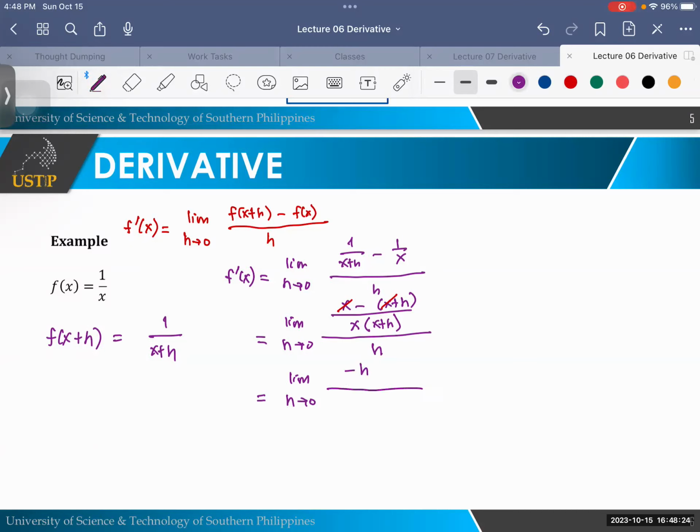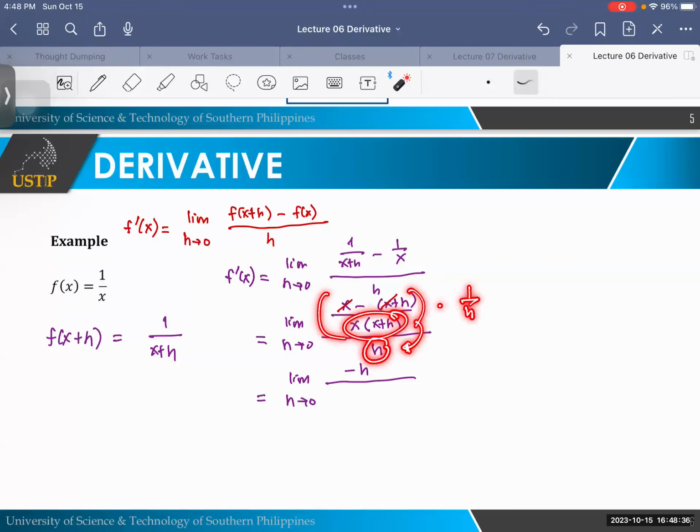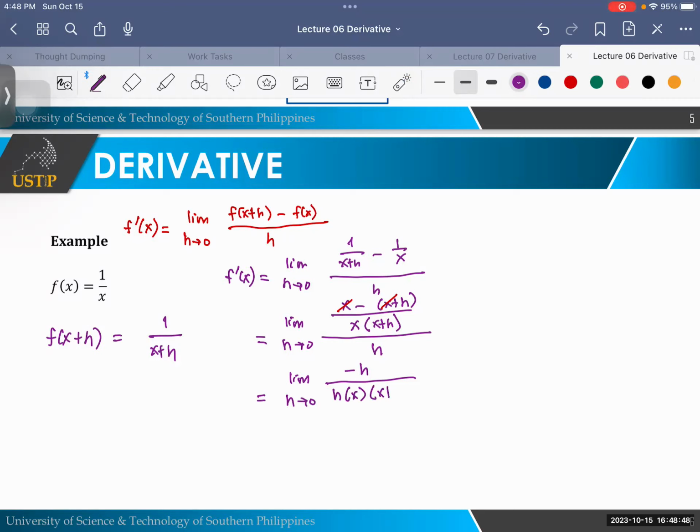Of course, that part can also be put in the denominator, right? It's as if you're multiplying this whole term by 1 over h. Since it's the reciprocal, I'll just go straight: that would be h times x times x plus h. Since everything is multiplied, you can cancel your h there. So, cancel your h.